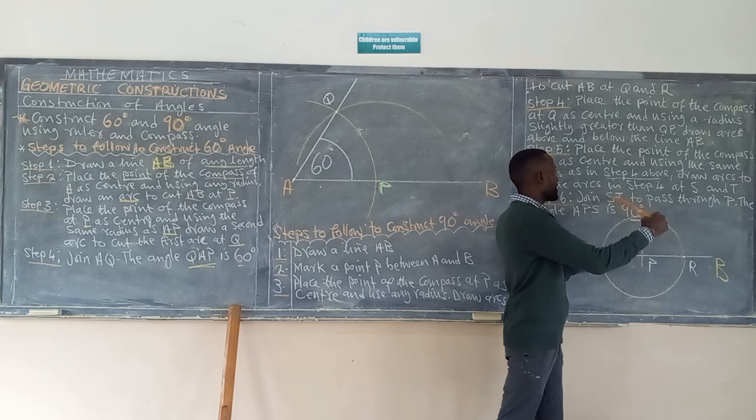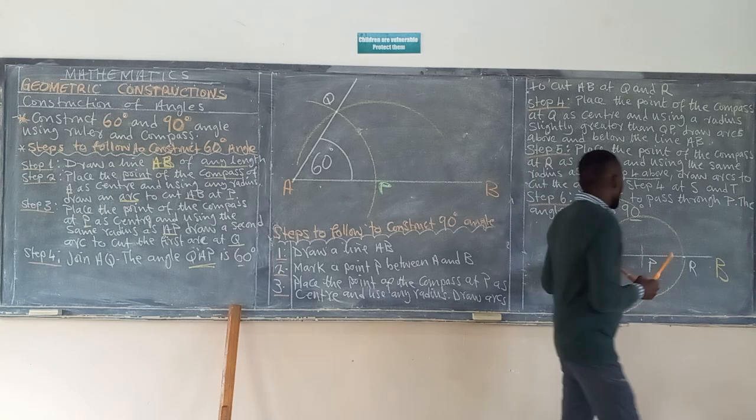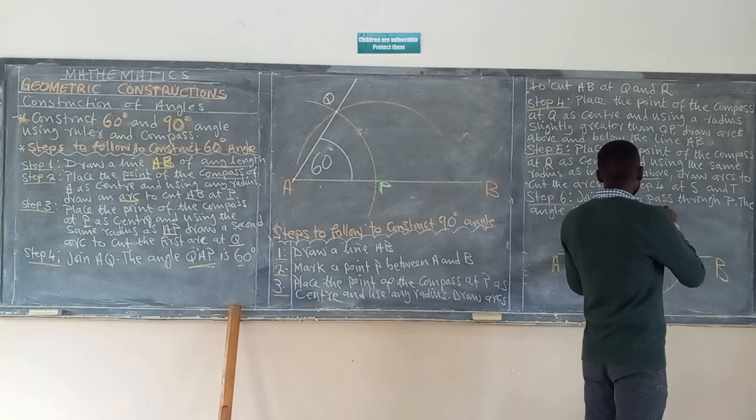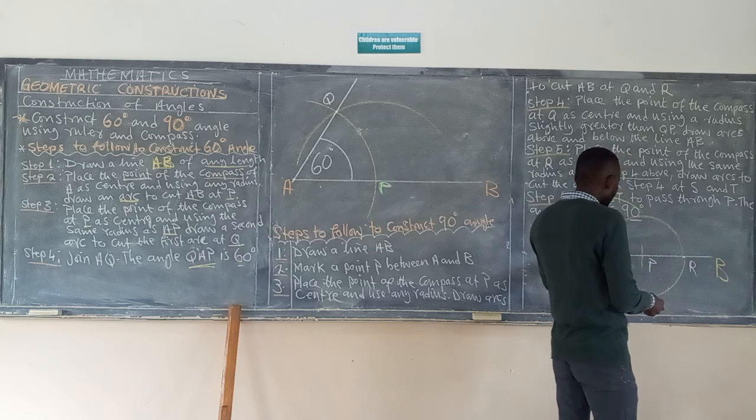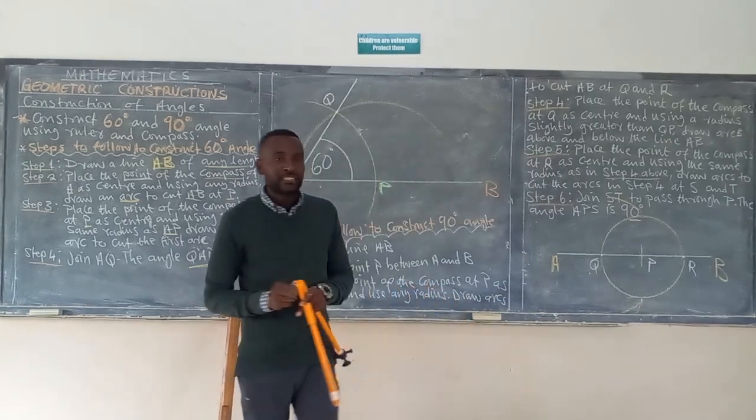So we draw the arc there. That is the arc above, and below we draw another arc there, down, like that. So we have made two arcs here. We have this arc there and the other one down here. Those are the two arcs we have made.